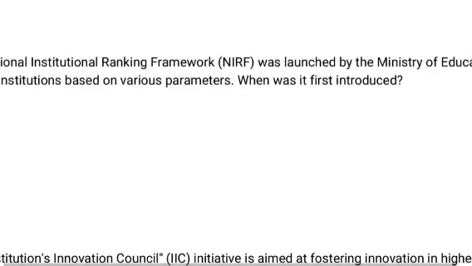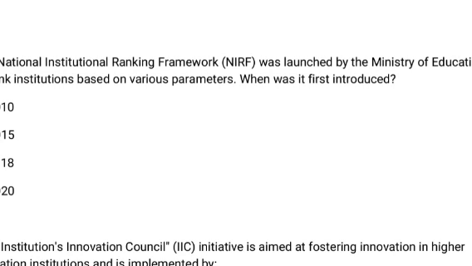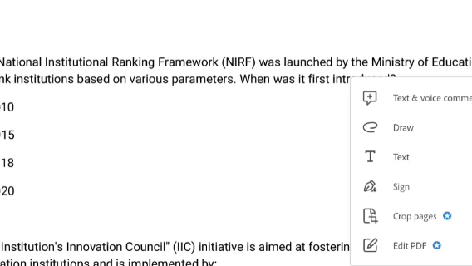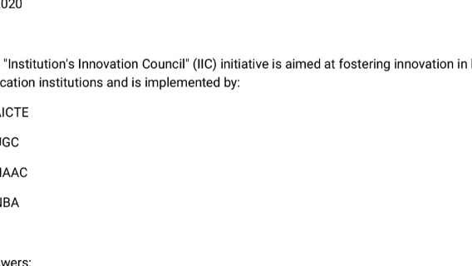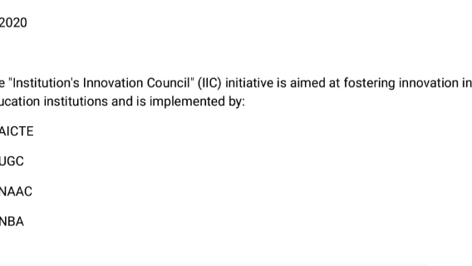Next, the National Institutional Ranking Framework, NIRF, was launched by the Ministry of Education to rank institutions based on various parameters. When was it first introduced? 2010, 2015, 2018, 2020. It will be the year 2015. Next, the Institution's Innovation Council (IIC) initiative is aimed at fostering innovation in higher education institutions and is implemented by whom? AICTE, UGC, NAAC, NBA. So it will be NBA, that is number D.